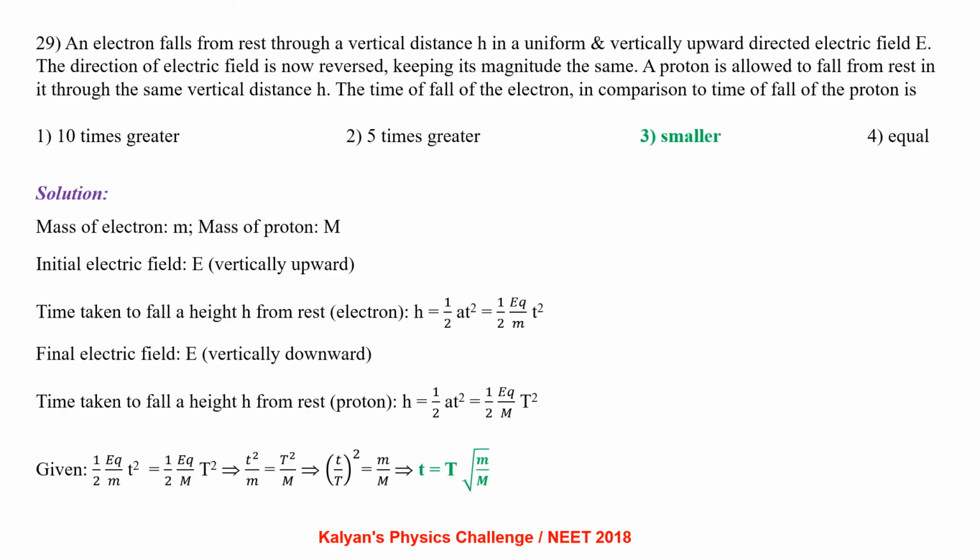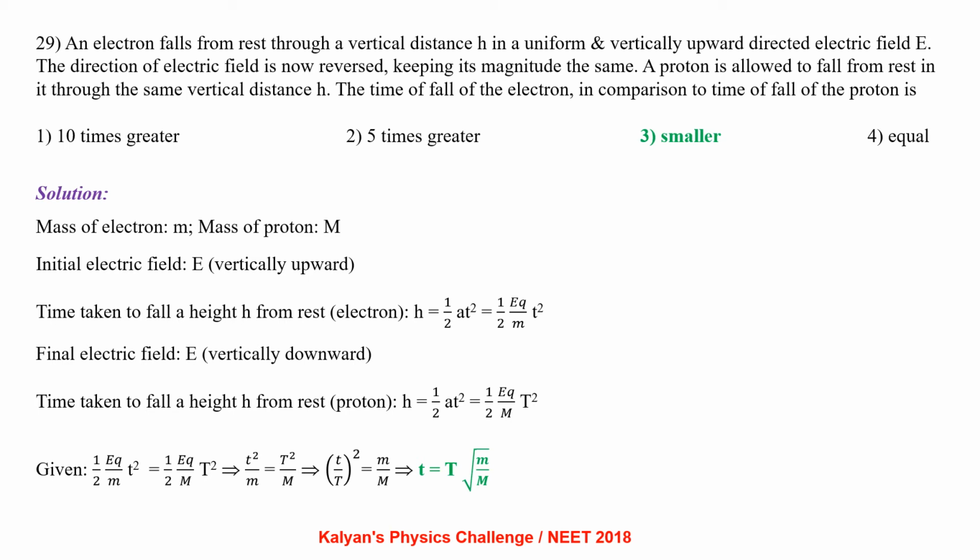An electron falls from rest through a vertical distance h in a uniform vertically upward directed electric field E. The direction of electric field is now reversed, keeping its magnitude same. A proton is allowed to fall from rest in it through the same vertical distance h. The time of fall of the electron in comparison to the time of fall of proton is.